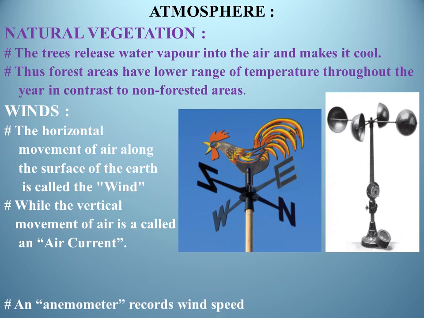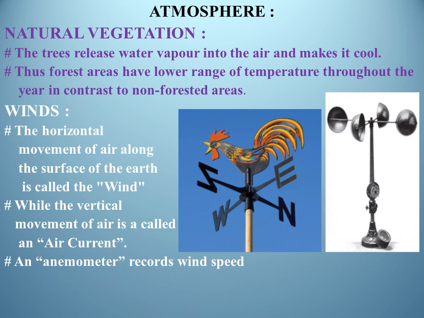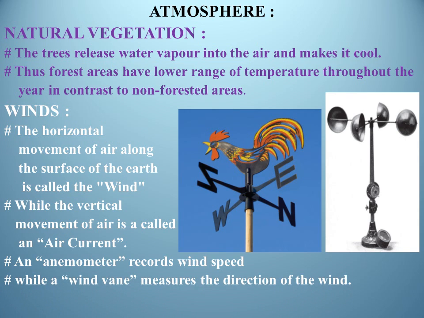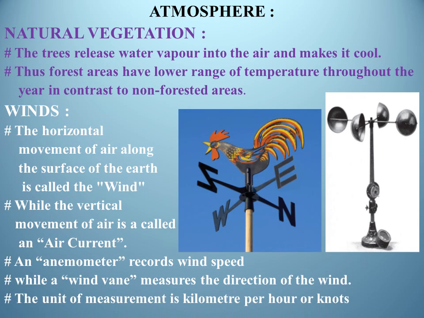An anemometer records wind speed. That picture I will already give you on your right side. The anemometer, that one I will show you now. That is wind speed. And a wind vane measures the direction of the wind. This one, wind direction. The unit of measurement is kilometers per hour or knots.